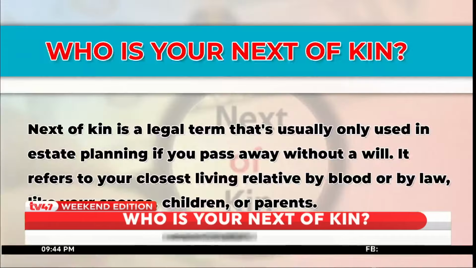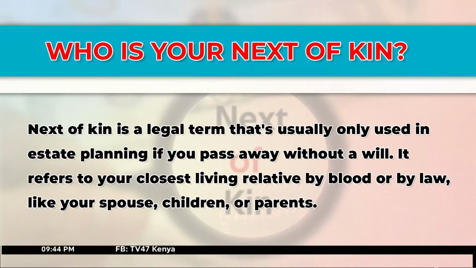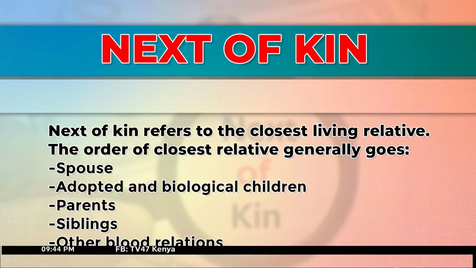Next of kin is a legal term that's usually only used in estate planning, if you pass away without a will. Wakili will tell us here. It refers to your closest living relative by blood or by law, like your spouse, children, or parents.